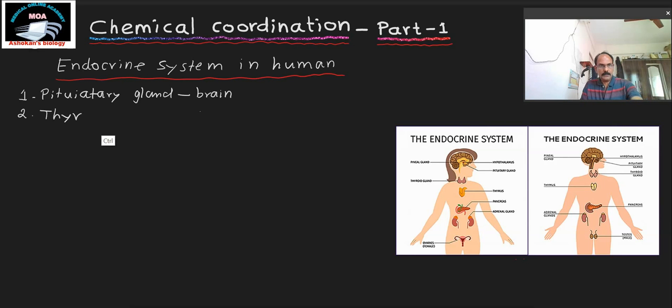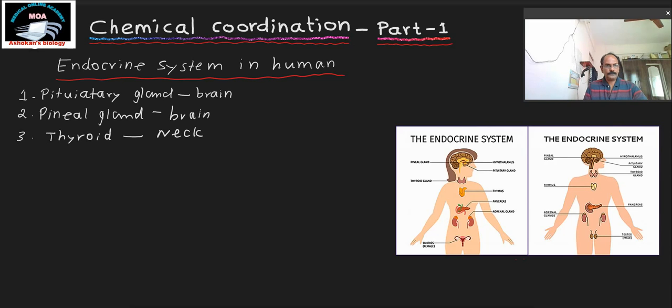Second one we take in the same brain, which also has one more gland, the epithalamus gland, that is known as the pineal gland. We already studied the pineal gland. It produces melatonin, and so on. It is located in the same brain. And the third one is the thyroid gland. It is located in the neck region. Okay, and the fourth gland is the thymus gland. It is located on the chest.